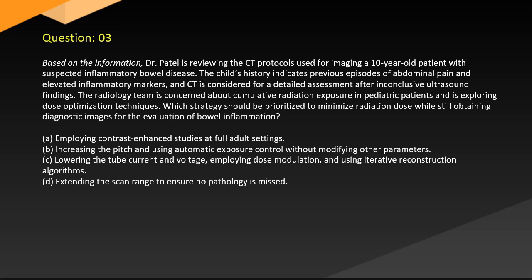Which strategy should be prioritized to minimize radiation dose while still obtaining diagnostic images for the evaluation of bowel inflammation? A. Employing contrast-enhanced studies at full adult settings. B. Increasing the pitch and using automatic exposure control without modifying other parameters. C. Lowering the tube current and voltage, employing dose modulation and using iterative reconstruction algorithms. D. Extending the scan range to ensure no pathology is missed.